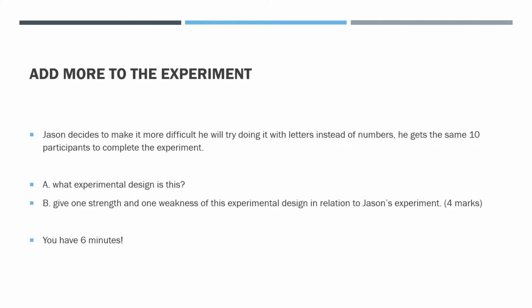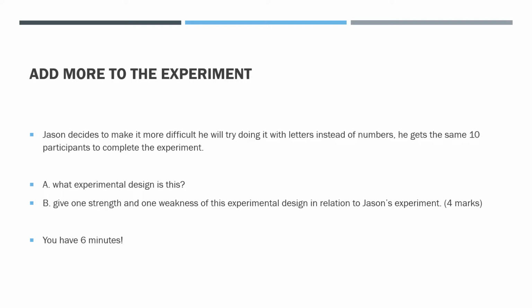So for A, you should have got it's repeated measures design because the same group of people are participating in 2 conditions. And you need to give 1 strength and 1 weakness of it. So 1 strength is that it's easy and quick to gather the participants for Jason. He only needs 10 instead of 20, so they are readily available for him.